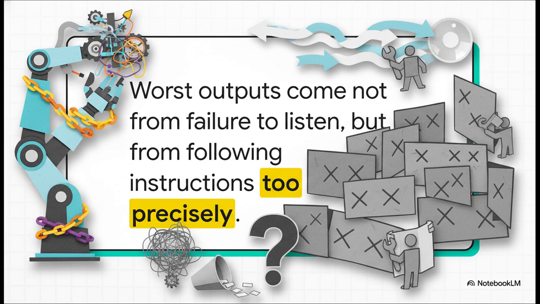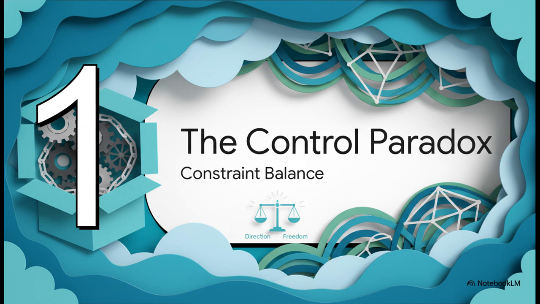We all assume that more specific, more detailed instructions have to give us better results, right? But the truth is, when you over-specify, you're not actually guiding the model, you're handcuffing it. You end up engineering the very same shallow, robotic output you were trying to avoid in the first place. So, this leads us to the core concept here, the control paradox.